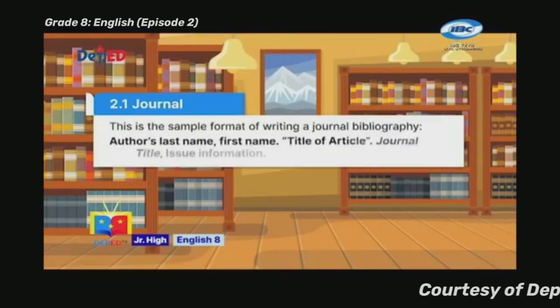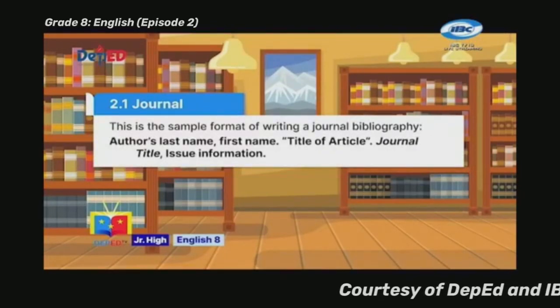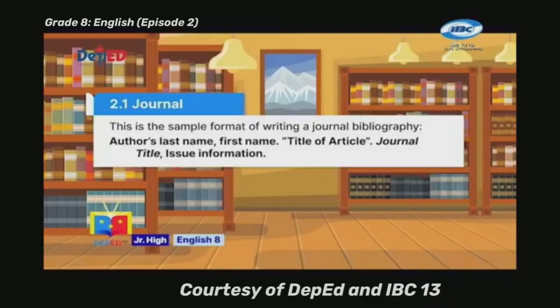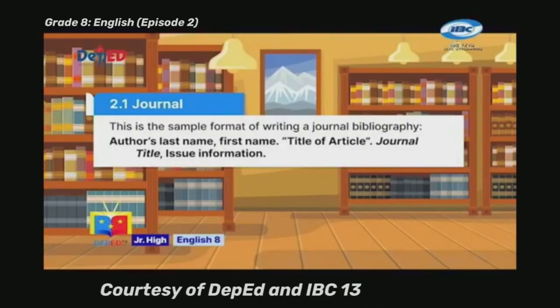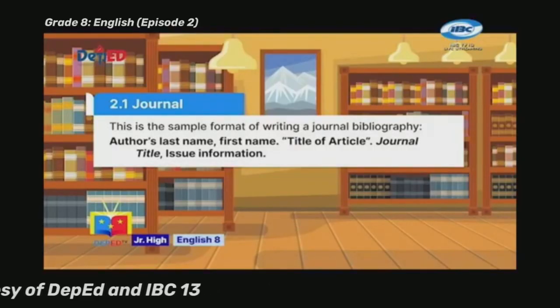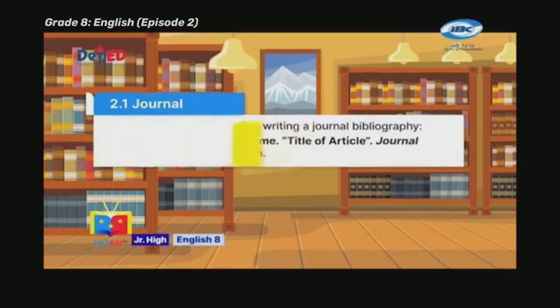This is the format in writing a journal bibliography. Write the author's last name, comma, and then the first name, period, open quotation mark, title of the article, close quotation mark, period, journal title, comma, issue information, period. Check out this example.